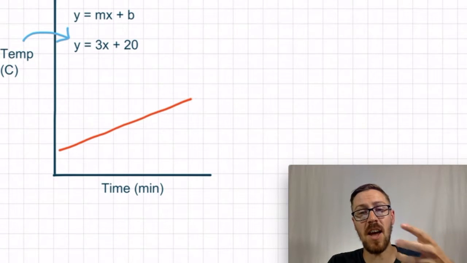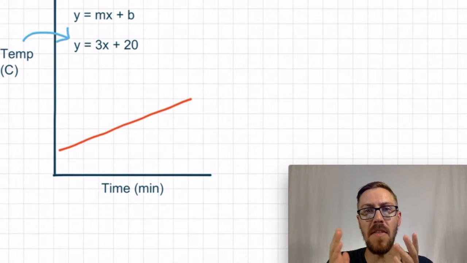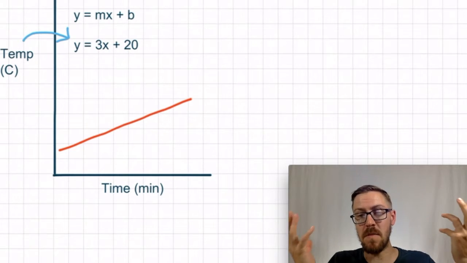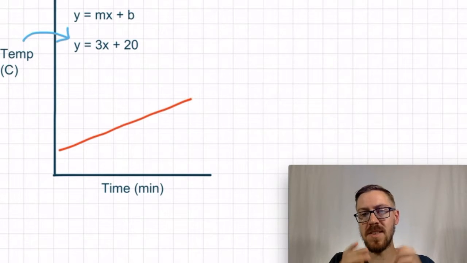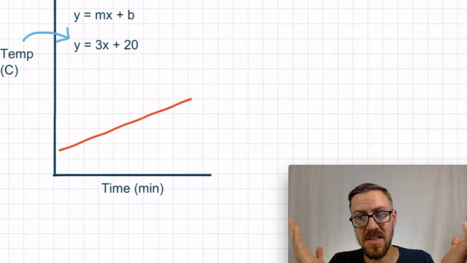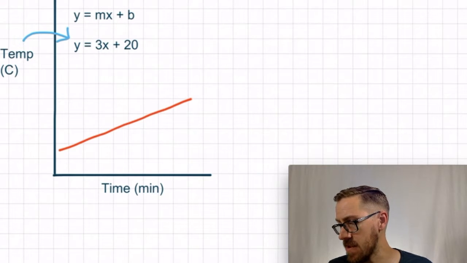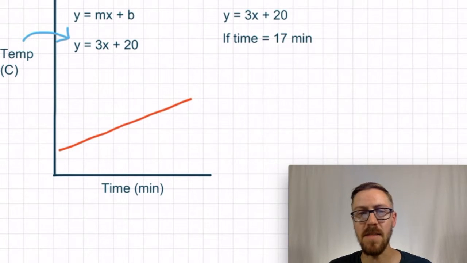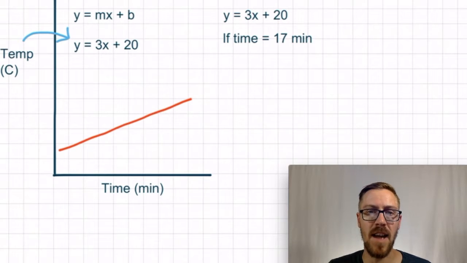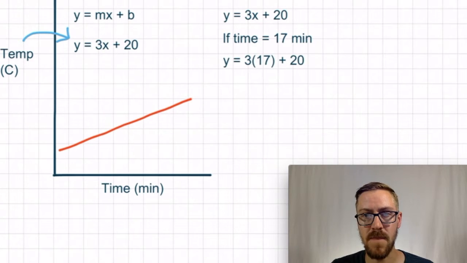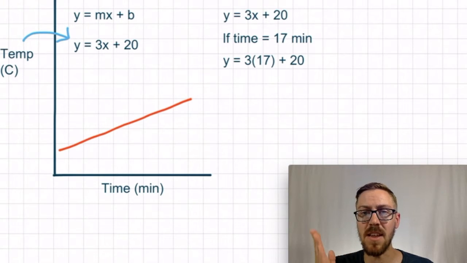So let's just do two examples. One if I give you the time and you figure out the temperature, and then one if I give you the temperature and you figure out time. So let's just say, I picked a random number here, that time was 17 minutes. And I want to know, based on our information, what would the temperature be at that time. So we take 17 and we plug it in to x, because time is on our x-axis and I gave you an x number. So you put 17 where the x is in our equation. And so this is our equation now. Y, which is temperature, equals 3 times 17 plus 20.